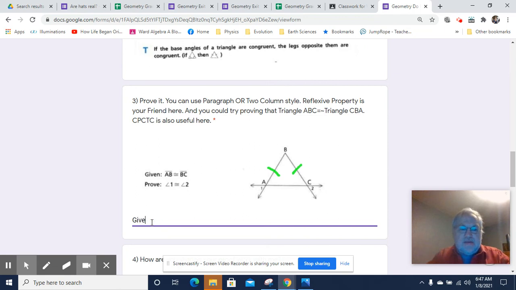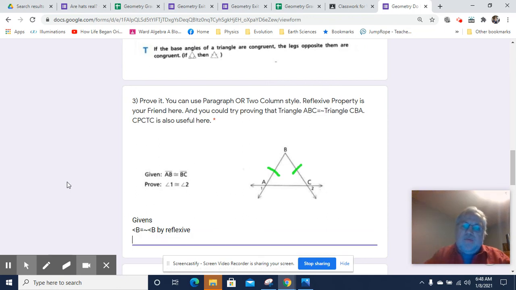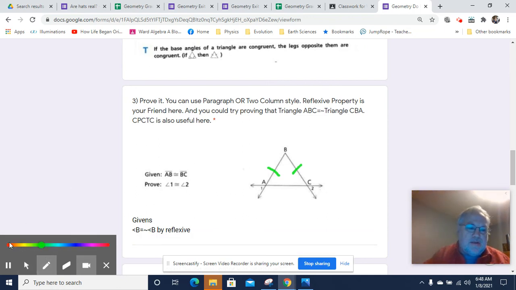So givens, okay, and then after the givens, we start looking at things. So if I've got two sides, probably the most useful thing would be this angle. I mean, I could also prove that this side is congruent to itself, but I think for flipping the triangle very specifically, proving that B is congruent to itself. So angle B is congruent to angle B, okay, by reflexive.